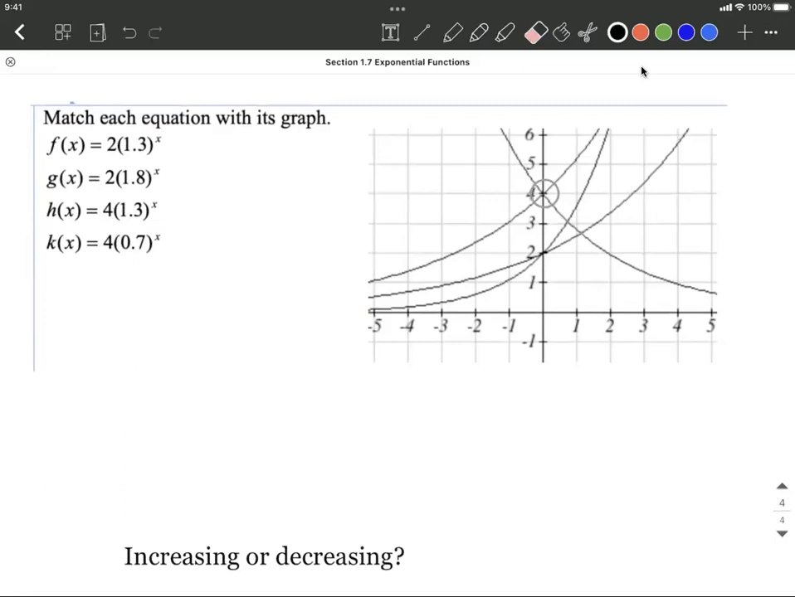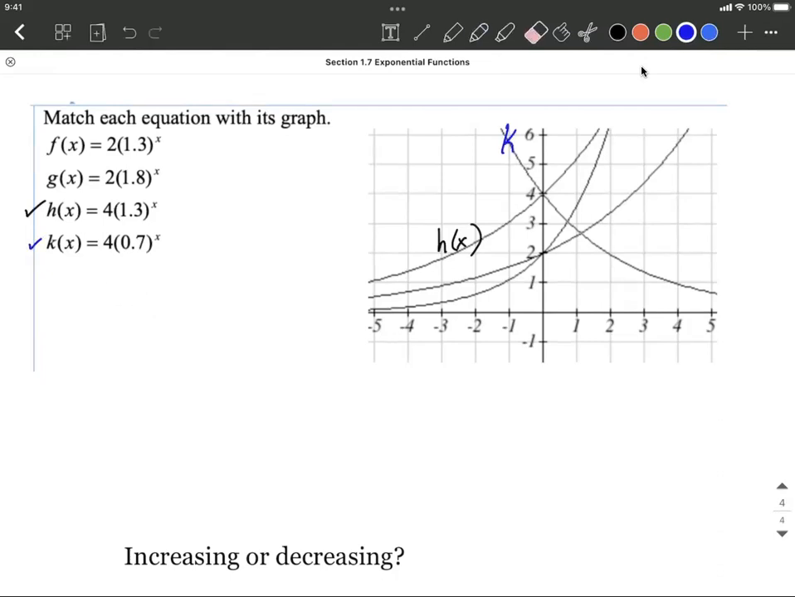Let's take a look at the two that are both at 4, so h and k. Now, one's increasing, and one's decreasing. So between h and k, which one do you think's increasing? Which one's decreasing? Well, that's going to be determined on the base here, b from our formula. So if it's bigger than 1, it's increasing. So I guess we have to say h is going to be the increasing one that has a y-intercept at 4. And then the one that's decreasing is going to be k. So those are out of the way.